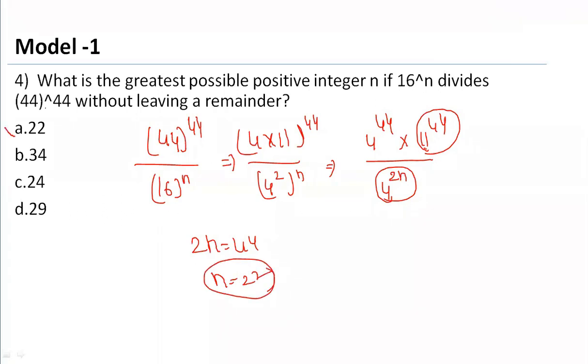Option A, 22. Just by looking at the question, you can answer it, guys. If you have a doubt, you break it and write like this. When they say that you are having without remainder, it's like that 11 power 44 is nothing but coefficient.